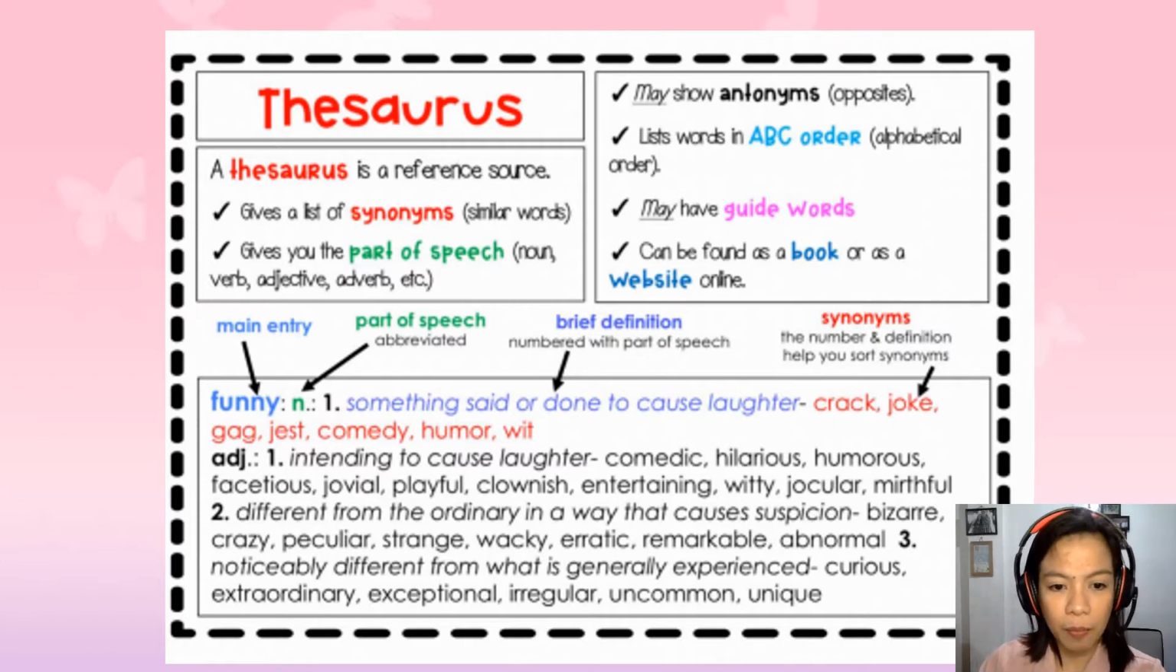This is an example of a thesaurus entry. The word funny here is our main entry. N is the abbreviated part of speech for noun. Something said or done to cause laughter is the brief definition numbered with part of speech. Crack, joke, gag, jest, comedy, humor, wit are our synonyms.